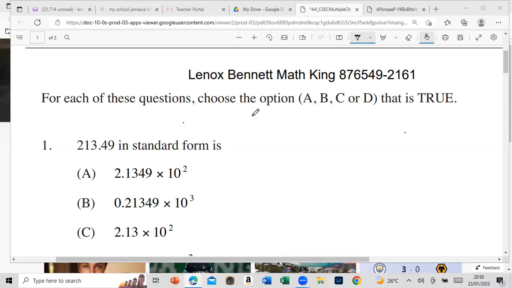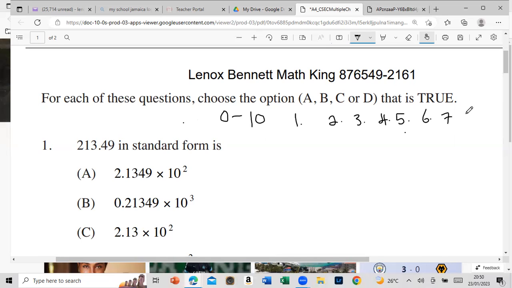But before we begin, standard form must be between 0 and 10. Alright, so bear that in mind. So we can only have like 1 point something. It has to be a single digit number. It can't be a double digit like 10, 11, and so on. And it can't be 0 either. Notice I say between. So we literally have 9 options.